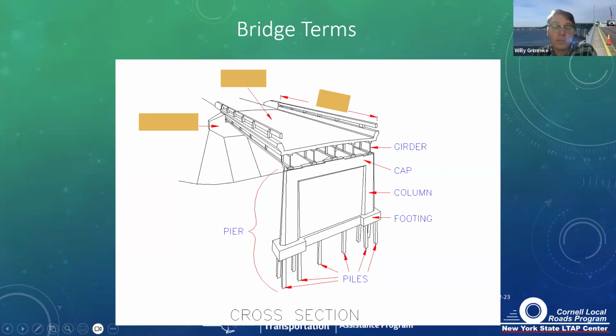This is a multi-girder bridge, so we have girders, which are the superstructure elements for this particular bridge. We have the deck, and the span is the distance from the pier to the abutment. And then we have the abutment back here.